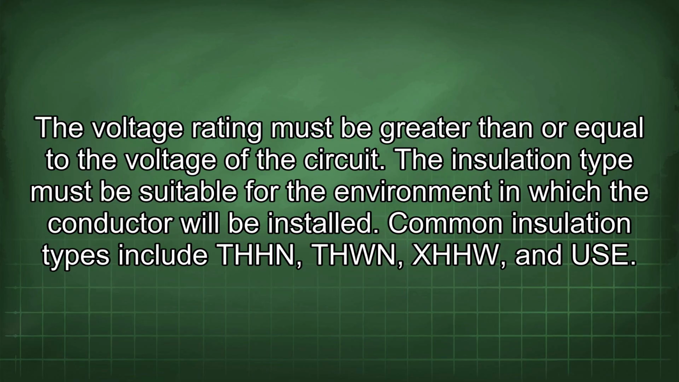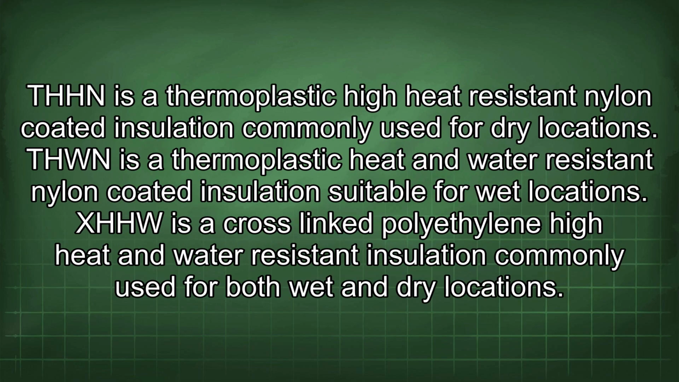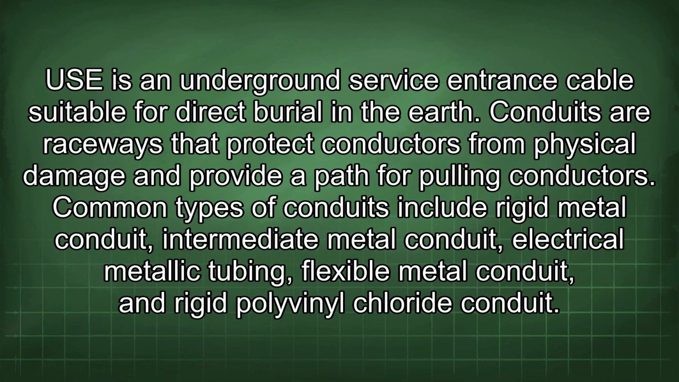Common insulation types include THHN, THWN, XHHW, and USE. THHN is a thermoplastic high heat resistant nylon coated insulation commonly used for dry locations. THWN is a thermoplastic heat and water resistant nylon coated insulation suitable for wet locations. XHHW is a cross-linked polyethylene high heat and water resistant insulation commonly used for both wet and dry locations. USE is an underground service entrance cable suitable for direct burial in the earth.